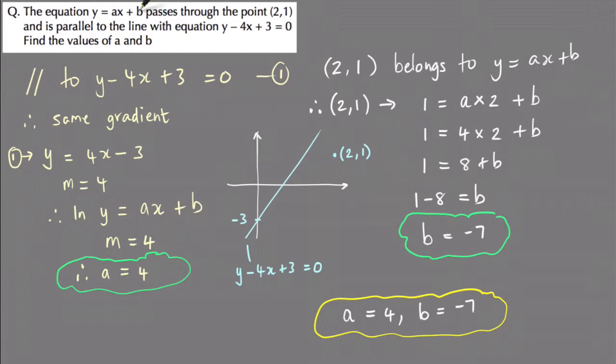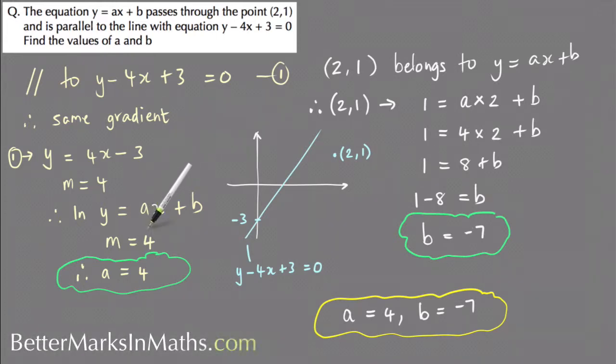So the graph of that equation passes through the point 2, 1 and is parallel to this line. Being parallel to y minus 4x plus 3 equals 0 means they both have the same gradient. Rearranging this to become y equals 4x minus 3, remember it's y equals mx plus c for linear equations, that means the gradient m is equal to 4. And in the equation y equals ax plus b, a is the gradient, therefore a is equal to 4. So that's the value of a.